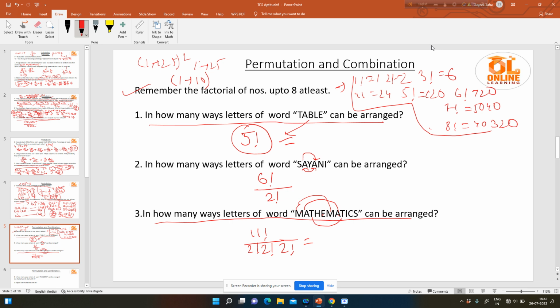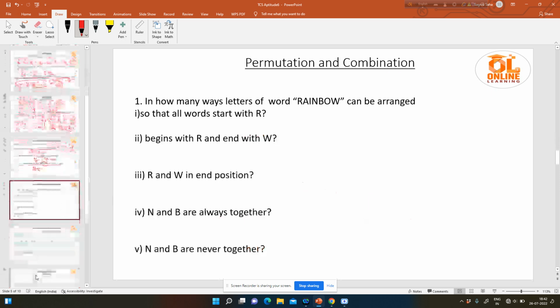So here the 5 factorial answer would be 120. Here the 6 factorial answer would be 720 by 2, that would be 360. Like this you have to solve the other one also. Please solve it at home. You can take the help of a calculator also. So let us move to the next question.